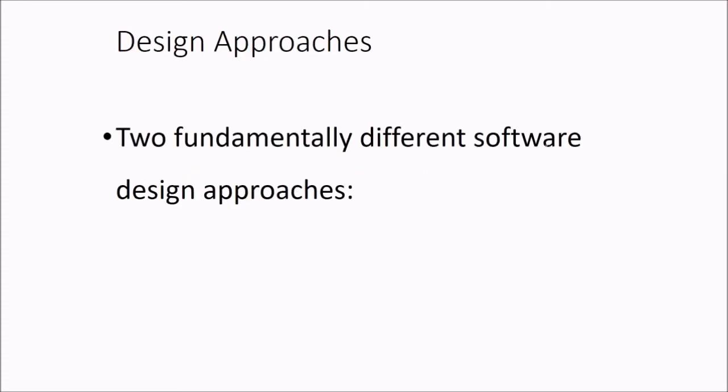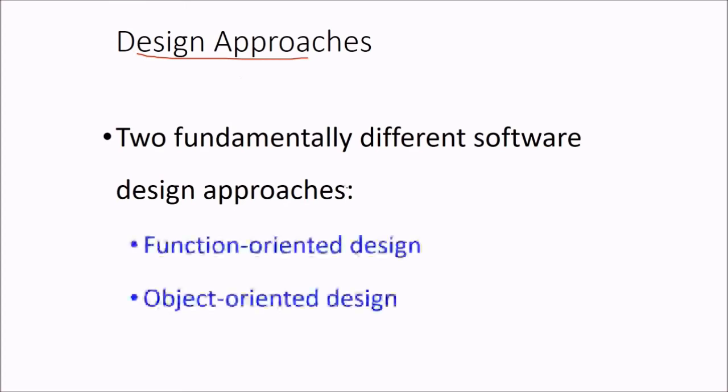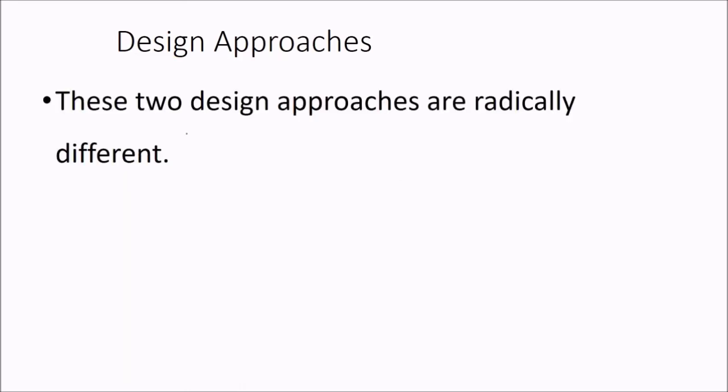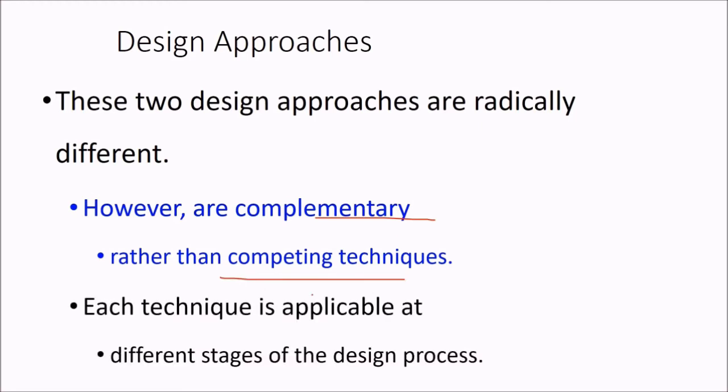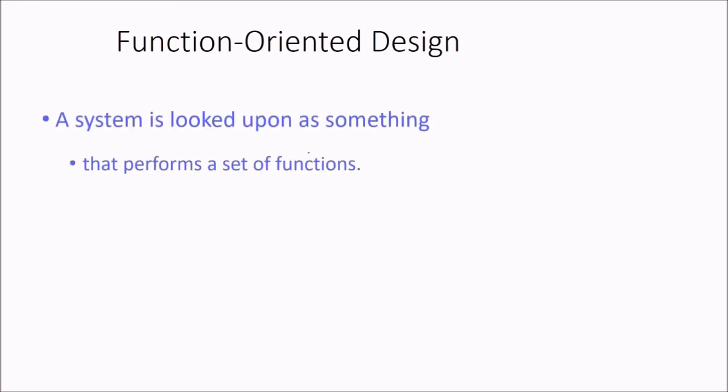Two fundamentally different software design approaches are there. One is function oriented design, the other is object oriented design. We know a lot about this because people who are watching this are well aware of object oriented design and object oriented programming. But these two design approaches are radically different. They are quite different, but complementary as well. That means rather than competing techniques, they are complementary to each other, and each technique can be applied at different stages of the design process. Let us start with function oriented design.